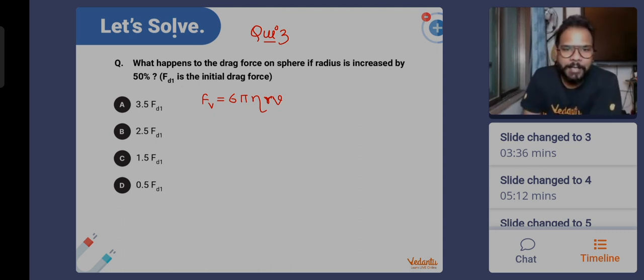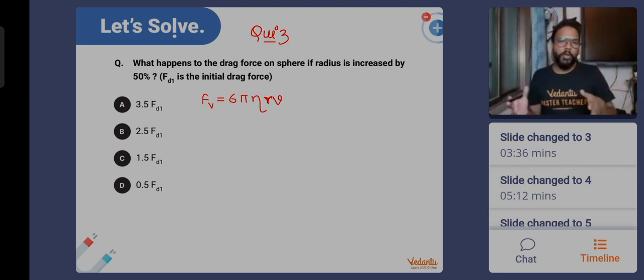So everyone, the question is asking us, if the radius of the spherical ball which is falling inside changes, and we take another ball whose radius is 50% more, then what happens to the viscous force on that new ball? I'm giving you 60 seconds for this, and the time starts in 3, 2, and 1.